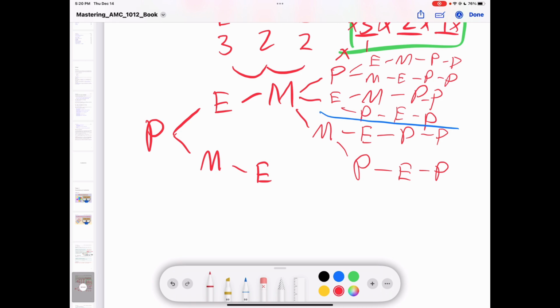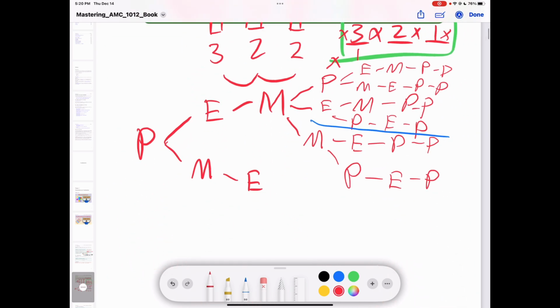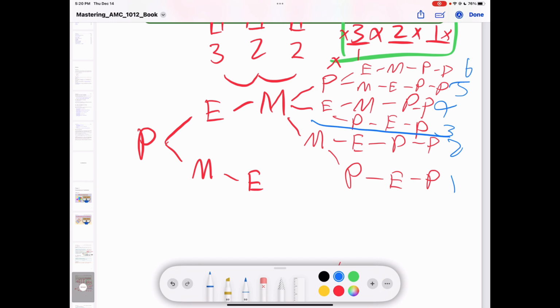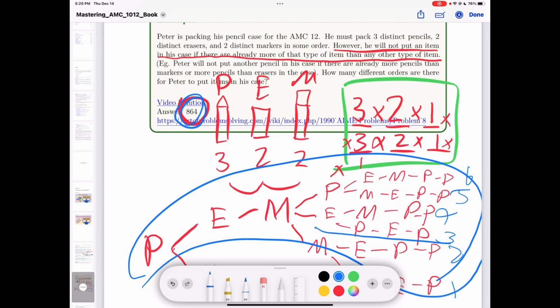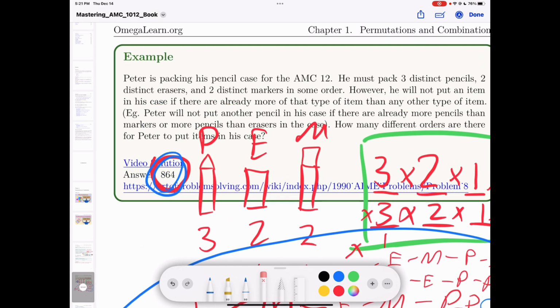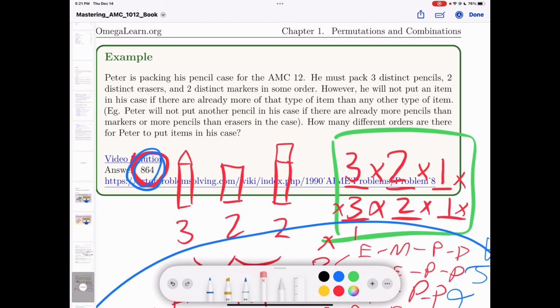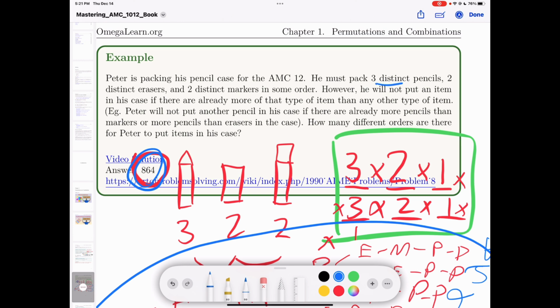I do not see how this can possibly have 864. Because going down only one branch, we see 1, 2, 3, 4, 5, 6. So all of this is only 6. So I do not see how that can equal 864. Unless I'm reading this question wrong. Let me read this question again. Peter is packing his pencil case. He must pack 3 distinct pencils with 3 different pencils, 2 distinct erasers, and 2 distinct markers in some order. So already more than that one type of item, another type.